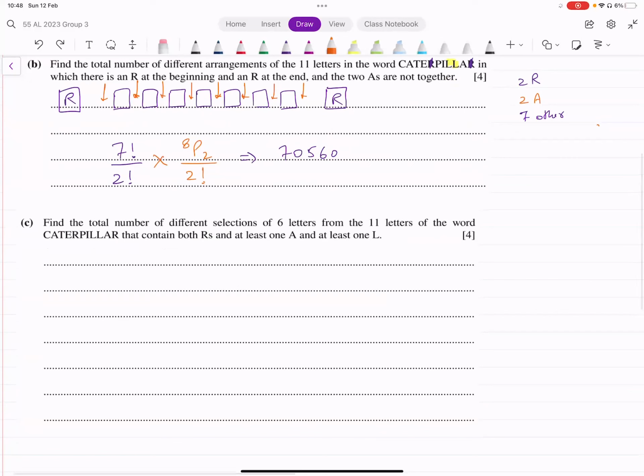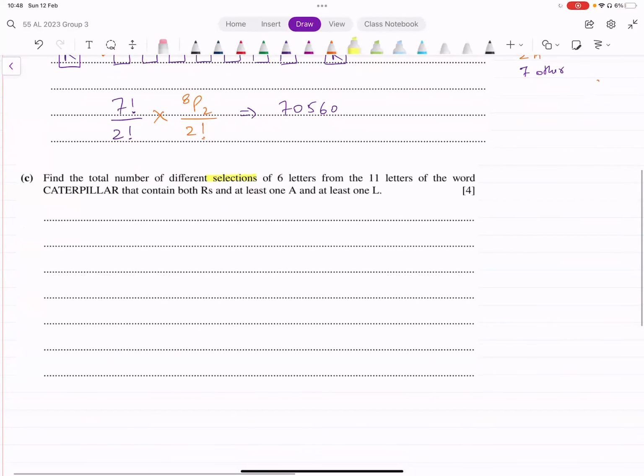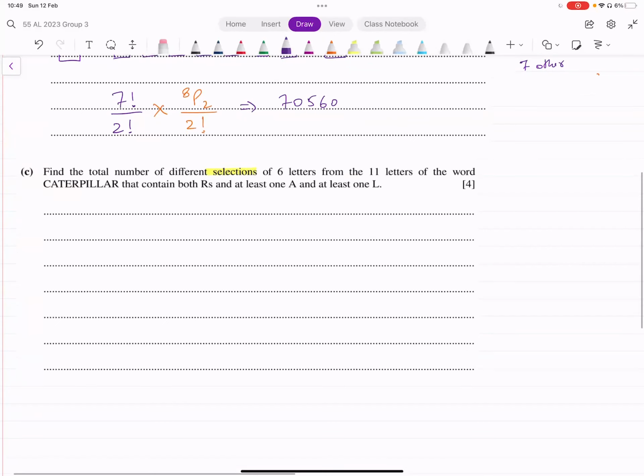All right, let's look at the last part now. It says find the total number of different selections of letters from the 11 letters. Now we're talking about selections, so the order does not matter here. Select 6 letters out of 11 that contain both R's and at least one A and at least one L as well. Let me write that down. The word is caterpillar. So what we want is both R's, at least one A and at least one L.